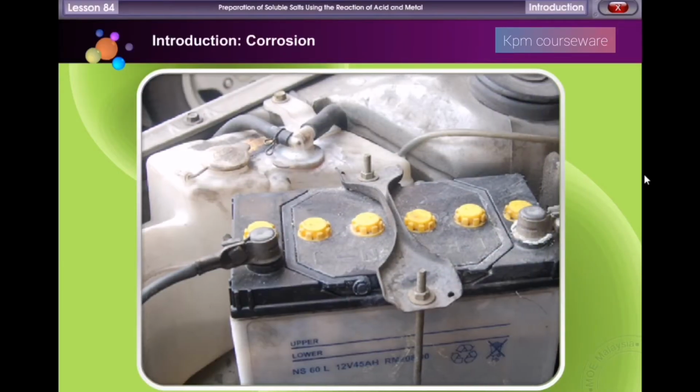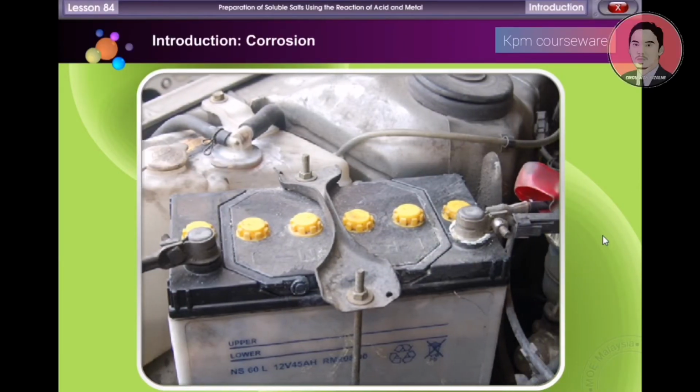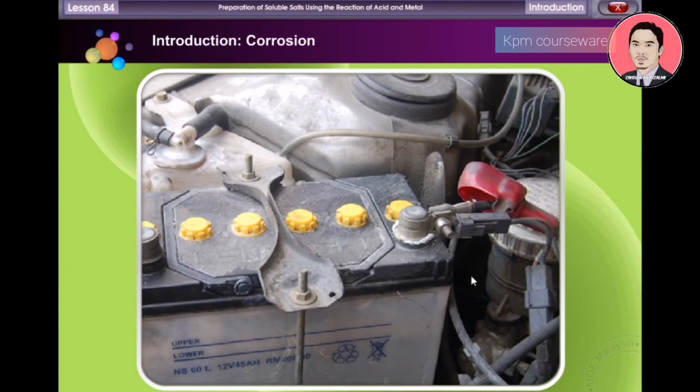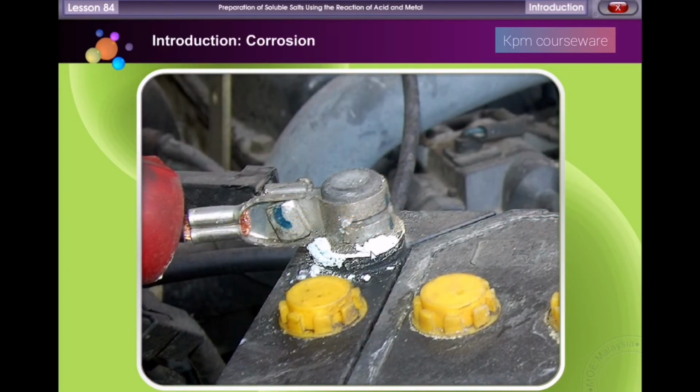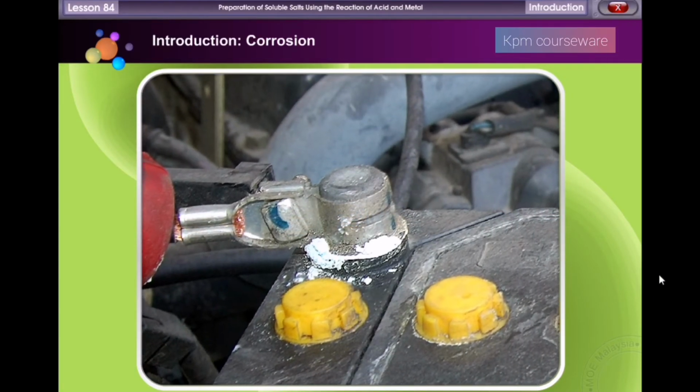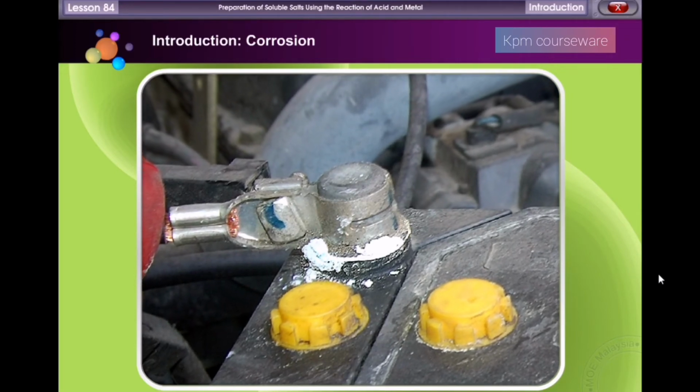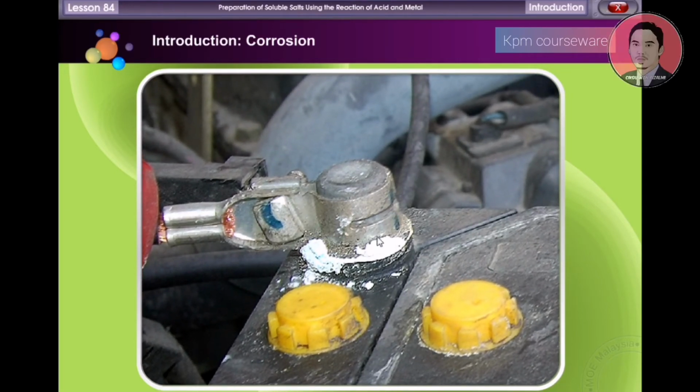Observe the battery of this car. What do you notice? Yes, there is corrosion at the terminals of the battery. Can you guess what is causing the corrosion at the terminals of the battery?